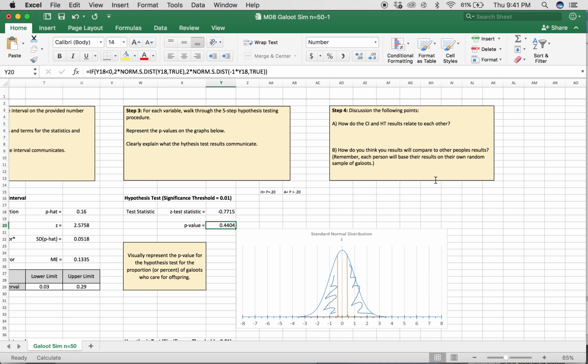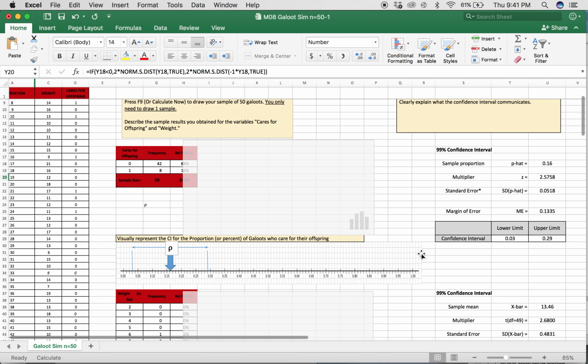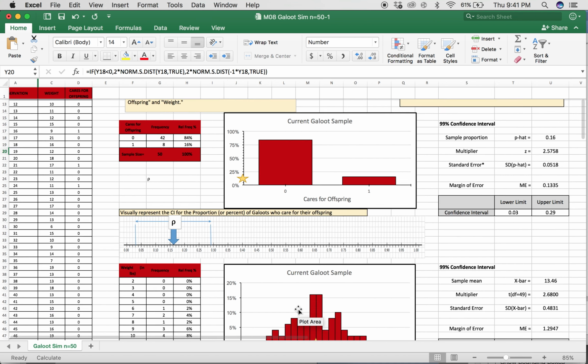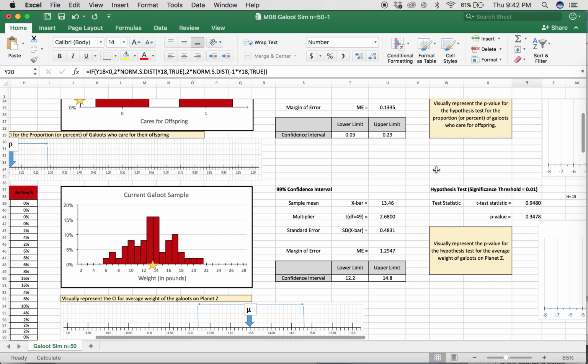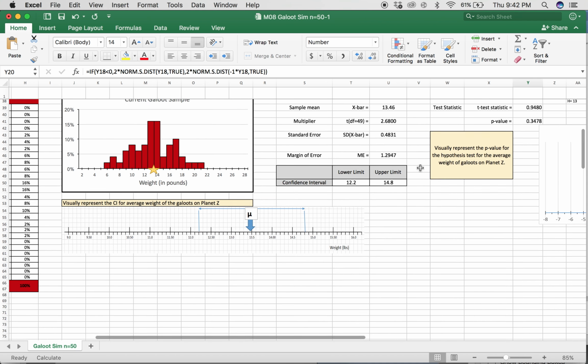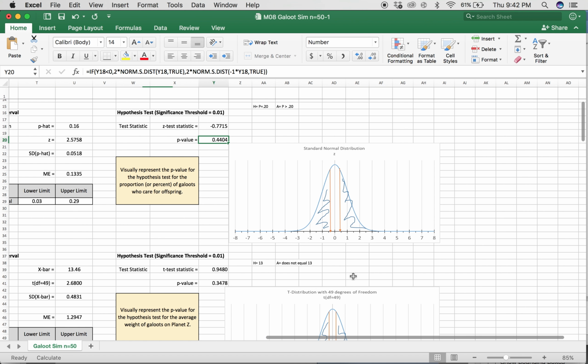And how do I think my results will compare to other people's results? The means and such will obviously be different, and the confidence intervals may even be slightly different. But I think the inability to reject the null hypothesis will remain the same, just because I believe that the null hypothesis is true. So that's all I have.